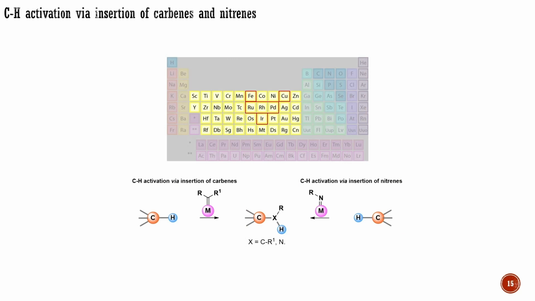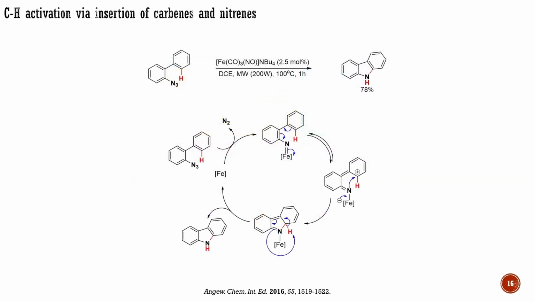Now, let's consider the CH insertion of carbenes and nitrenes. Whenever you encounter azides or diazo compounds combined with late transition metals, you should think about the CH insertion of carbenes and nitrenes. The first example is an iron-catalyzed intramolecular CH amination of arenes by corresponding azides, published in 2016.